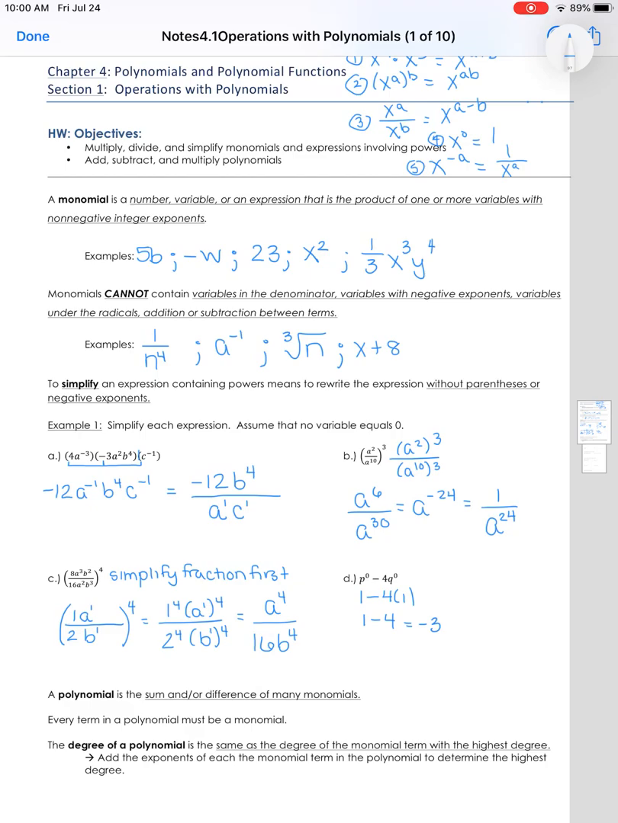With D, remember anything to the 0 power is 1. So this is 1 minus 4 times 1. So 1 minus 4 gets us a -3.